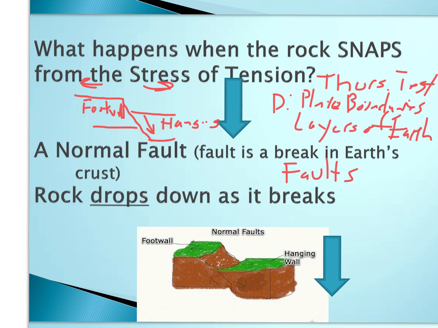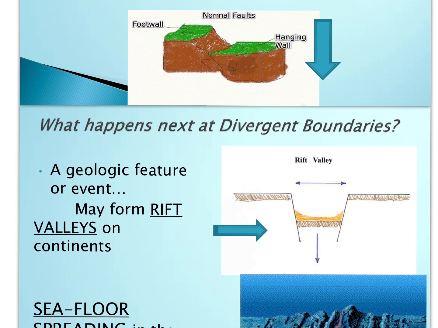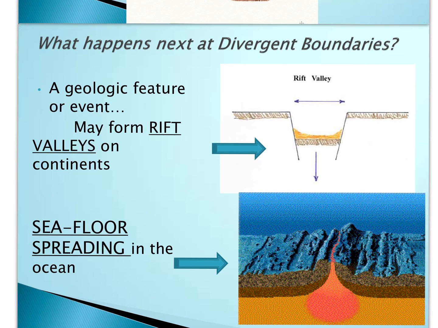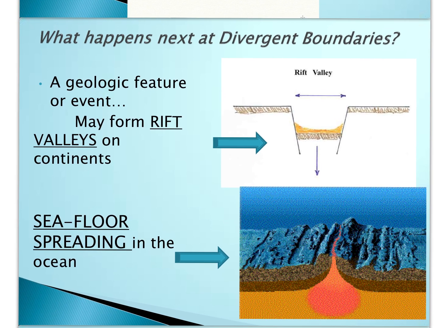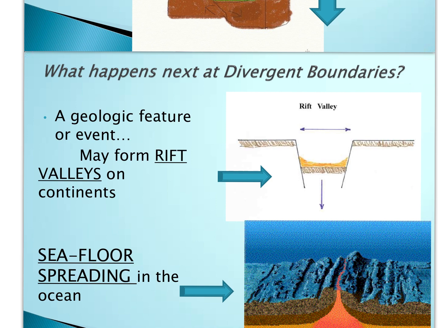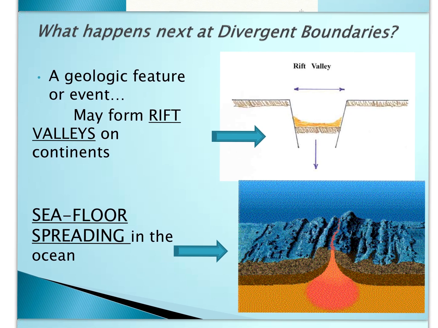So again, hanging wall drops down. That makes a normal fault. So what happens next at a divergent boundary? First it pulls apart. You get those normal faults, which you're seeing here. You've got a normal fault right here, and you've got a normal fault right here. That creates the downdrop block, lowers the pressure, and boom, we start getting the magma coming up. That sets up for seafloor spreading. So rifting, rift valley, seafloor spreading, mid-ocean ridge.